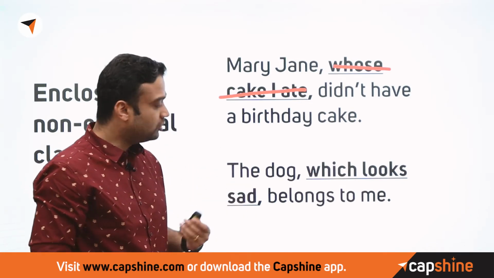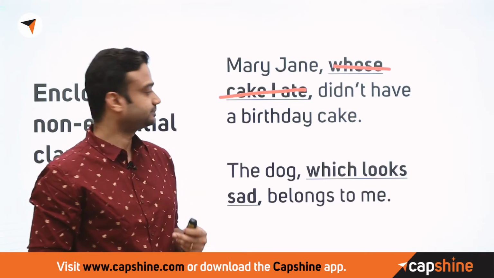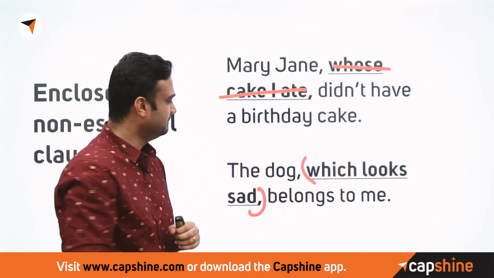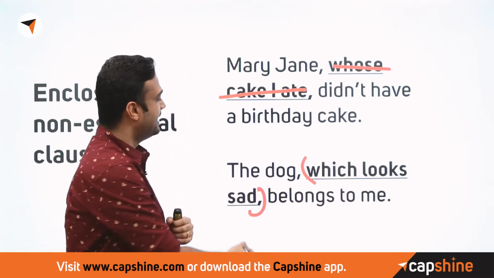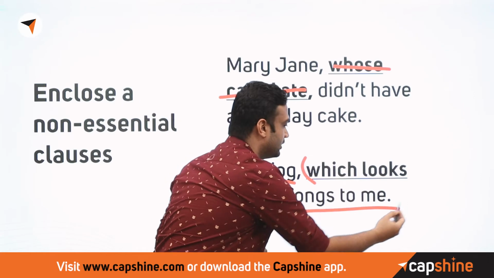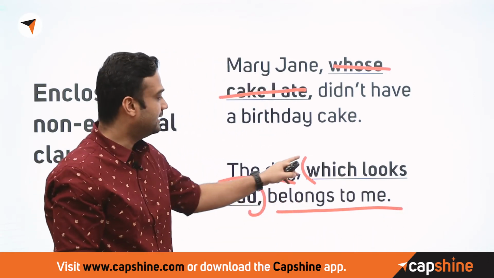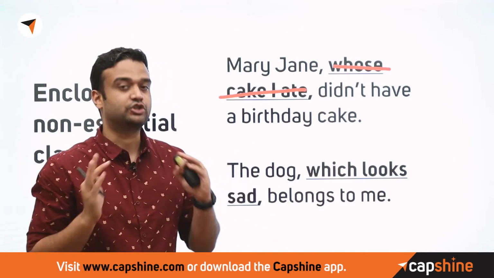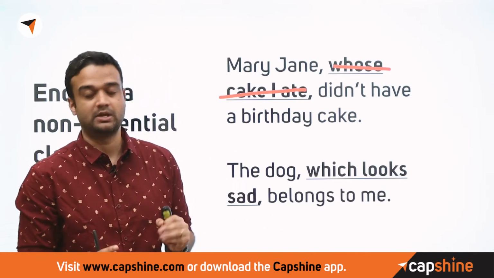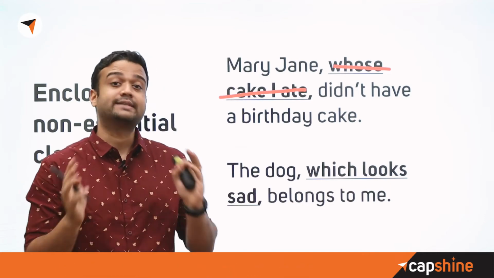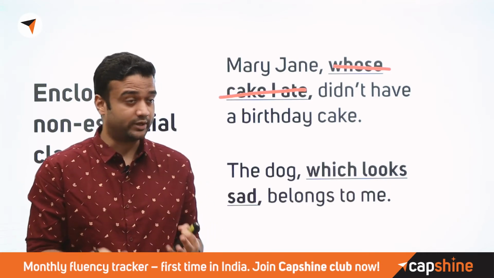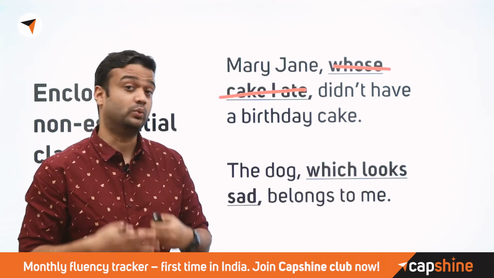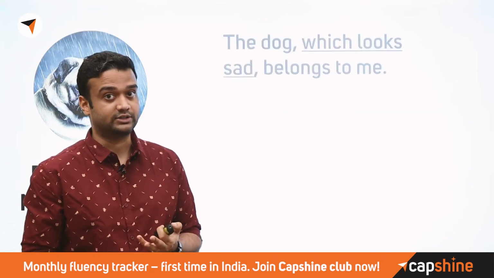Similarly, the dog, which looks sad, belongs to me. It doesn't matter, right? This is not critical information. It's rather just nice to have information, and therefore what I'm saying is that the dog belongs to me. It happens to be sad, and instead of putting brackets, I use commas to set them off, to show clearly that this is just additional information. So if you want to add more information in your sentences without distracting from the main point, set them off with commas. This is a great way to add more information without losing track of what you're trying to say.